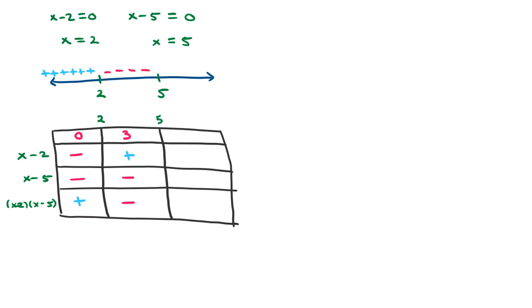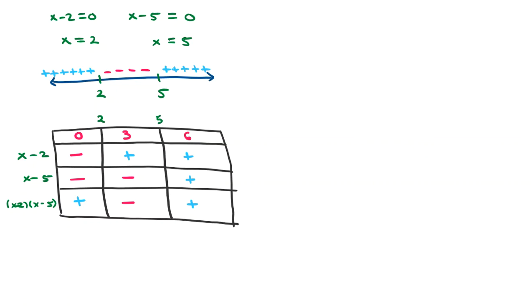Last but not least, let's pick a number that's larger than 5. That would be a number from the third and final region. Maybe 6 is a good number to go with. If you plug 6 into the factor x minus 2, you get 4, which is a positive number. If you plug 6 into the factor x minus 5, you get 1, which is also a positive number. And if you multiply a positive number by a positive number, you get a positive number. So any value of x that's larger than 5 that we plug into the polynomial is going to give us a positive result.